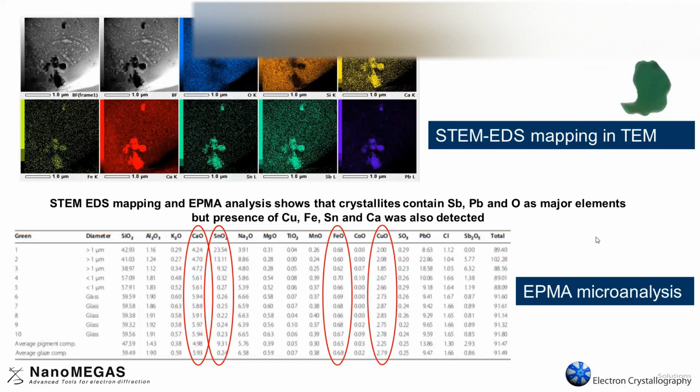But why have we used both analysis techniques? STEM EDX has a very high spatial resolution, 3 to 5 nanometers, whereas EPMA has close to 1 micron spatial resolution. However, EPMA EDS has much higher energy resolution, 5 to 20 eV, in comparison to 130 to 150 eV for STEM EDS in the TEM. So we believe for this type of study, it is very useful to combine both techniques, STEM EDX and EPMA, to find the compositions of the crystal.